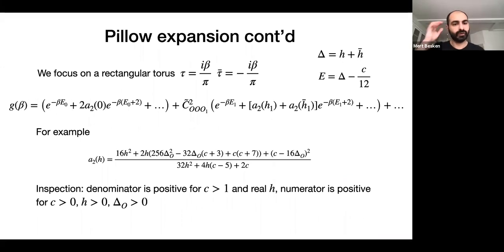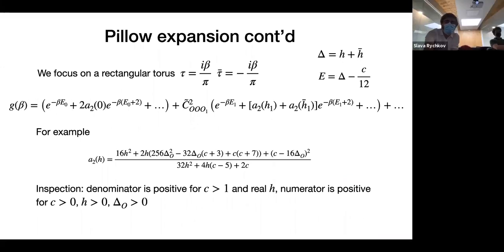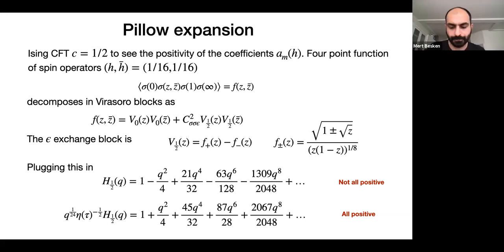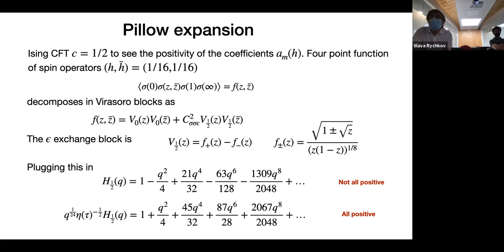So let's. Can I ask a question? Yeah. So you mentioned that you are planning to study the crossing for this correlator, the pillow correlator. Yeah. So I'm not sure if it's a good moment to ask the question, but is the crossing for the pillow correlator, how does it relate to the crossing of the usual correlator? Is it equivalent or is it stronger somehow? Is it obvious? I don't know. I missed that point.